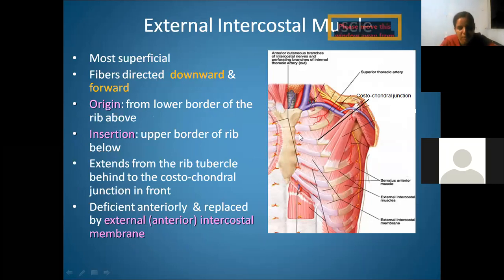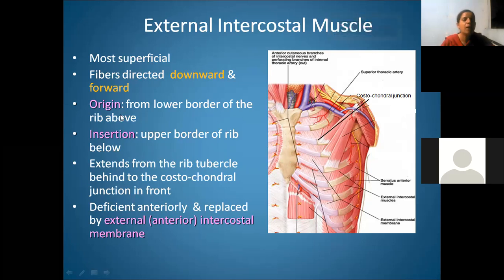So the first muscle, which is the most superficial one, you can see here, this is external intercostal muscle. You can see the direction of fibers, it is directed like this. As you keep your hands in the pockets of your apron, something like that, you are finding the direction of the fibers is downwards, forwards, and medially, near to the midline.